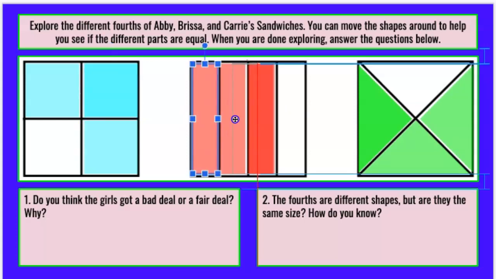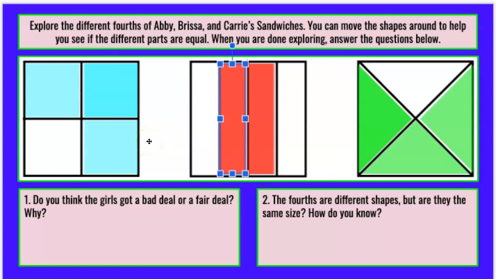That's what they're for. Now, after you've made a decision on if you think the girls got a bad deal or a fair deal, I want you to answer in this first box. Do you think it's fair all their sandwiches are the same size? Why do you think that? Do you think the sandwiches aren't the same size? Why not? Your second question is saying that the fourths are different shapes, but are they the same size? How do you know? Are they all the same size? Do they have the same amount of area? Do they have different amounts of area? How do you know? That's why I want you to give your answer here.